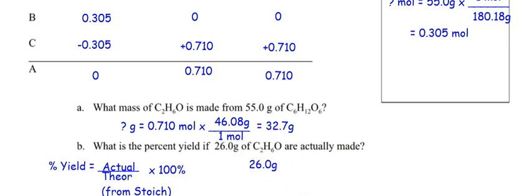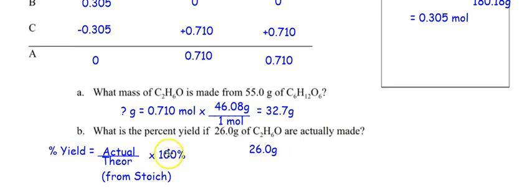Now I have to divide it by how much I should have made. That's this number right here. This is the theoretical yield. That's what I get from stoichiometry. And then I times it by 100%, and I get 79.5%. Okay. Hopefully you did all right. So if you have any questions, jot them down and you can always ask us later, okay?